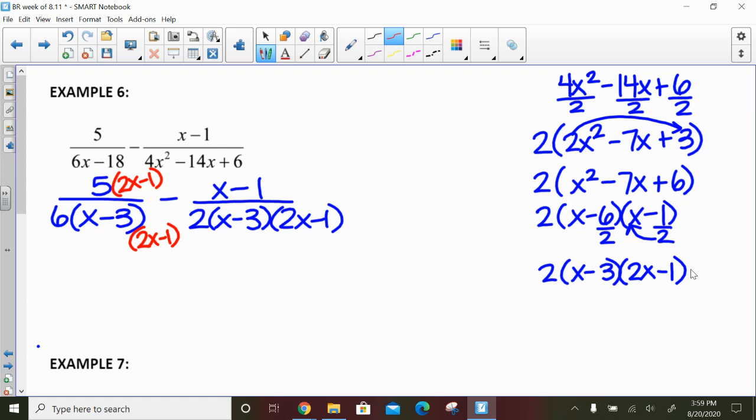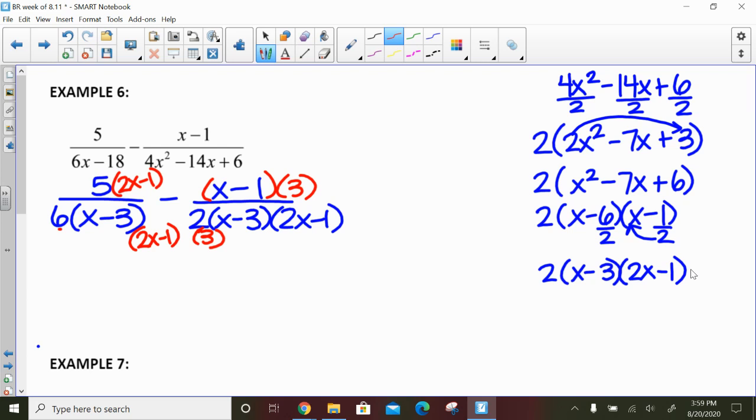Then I still need a 6. So I have a 6 here and I have a 2 here. How can I make this 2 a 6? I would multiply it by 3. But if I'm going to multiply this by 3, I also have to multiply the top by 3.